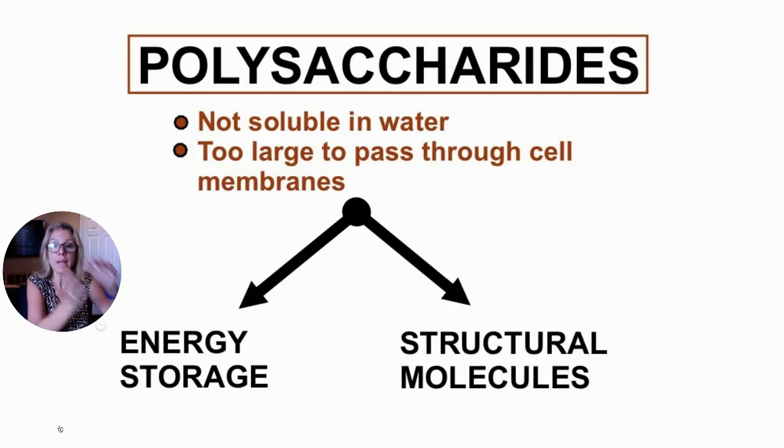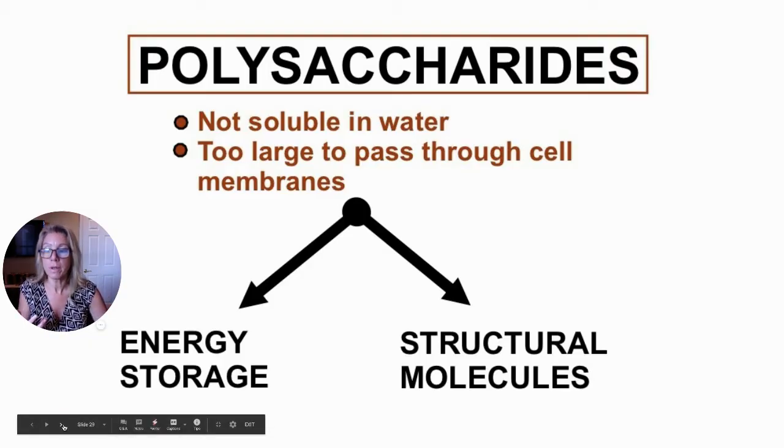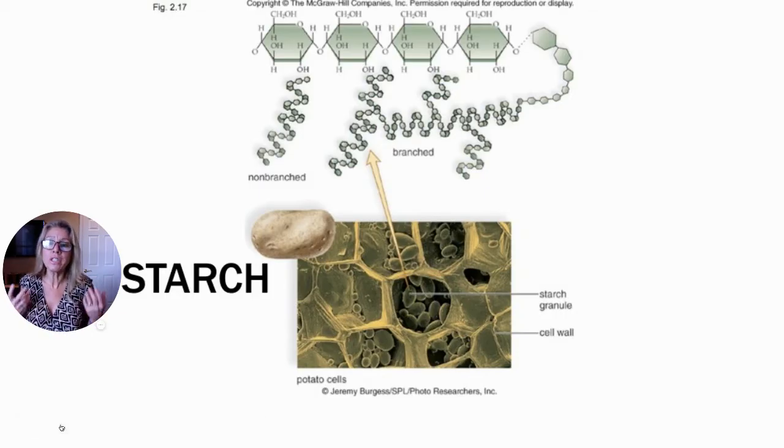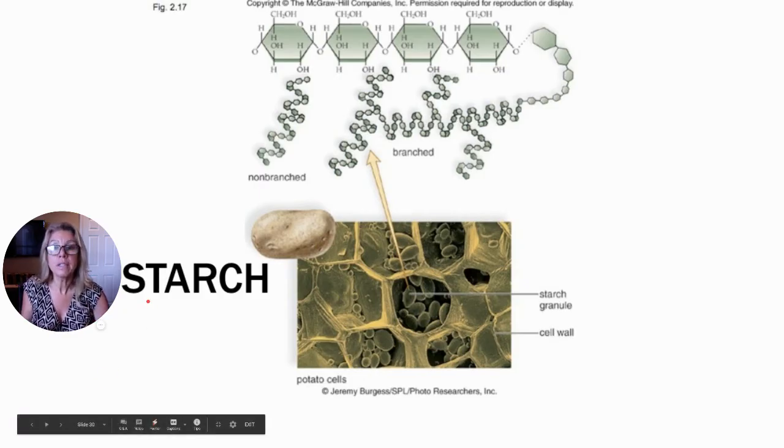There are two categories of polysaccharides. It's all about energy storage in a polysaccharide, or you're building with it. So it's either energy, or you're going to build some cellular structure with it. Let's start with starch. Starch is how plants store sugars. That's one way they can store sugars. You can see these repeating units right here, again and again.